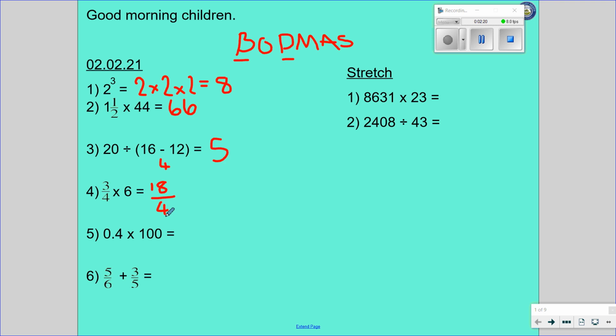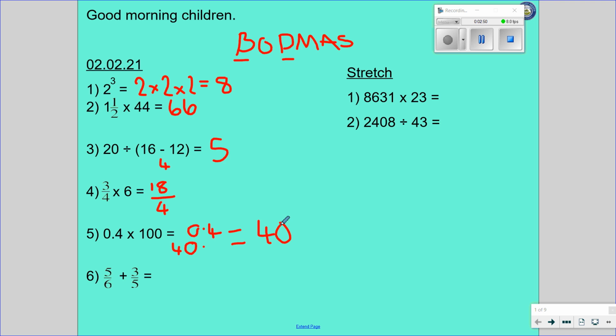Question 5, multiplying by 100, I need to move the digits 2 places to the left. Remember, when I'm multiplying, it has to go to the left. If I'm dividing, they go to the right. So I take my 0.4, and those digits need to move 2 places. So if I move my 4 1 place, it's in my 1s column, but I need to move it 2 places, so it ends up in my 10s column. So the answer we were looking for there is 40.